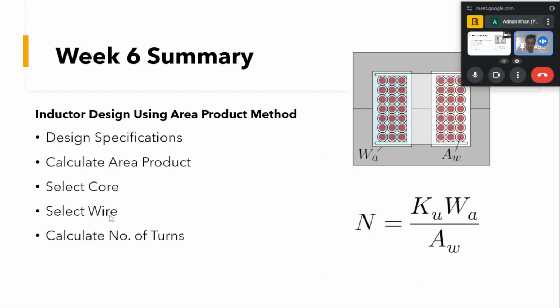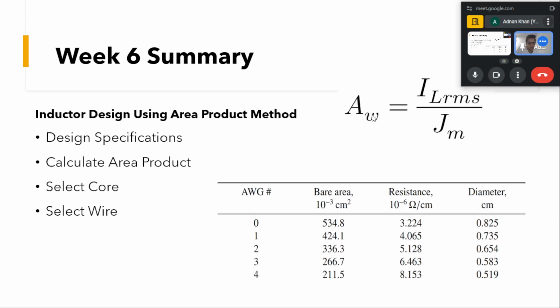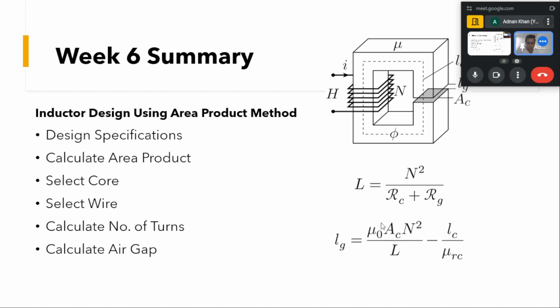And once we choose the wire, after that we can calculate the number of turns, and that I told you, the number of turns that we can wind will be given by this K_u W_A by A_G, because now we know the window area. After selecting a particular core, we know the window utilization factor around 0.4, and A_W we have calculated from the wire that we have chosen.